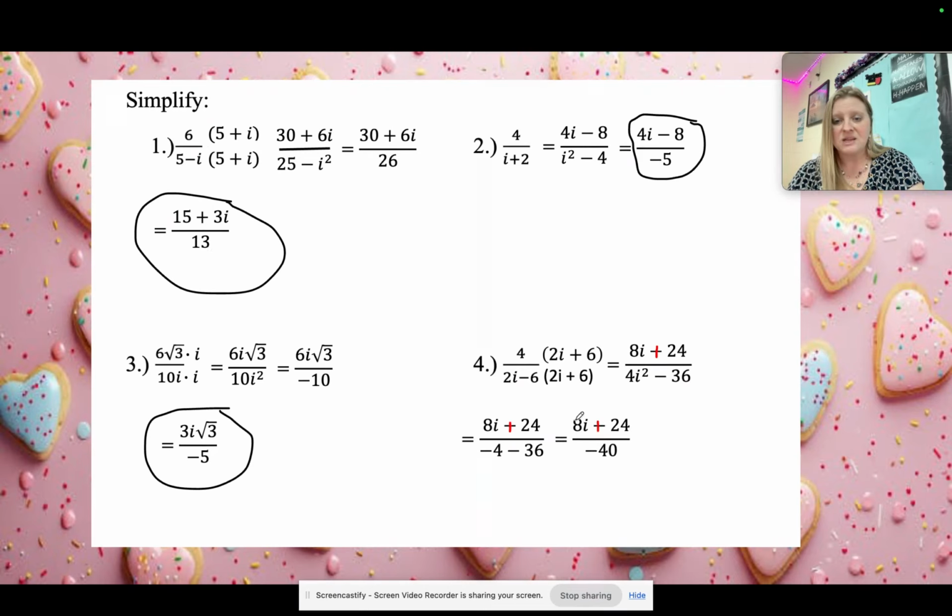And then I look to see, do they have anything in common? And they can actually all be divided by 8. So that's what I'm going to do. So my final answer would be i plus 3 over negative 5. So that's how we're going to handle our i's. All right, it's a new number, and we're just going to roll with it.